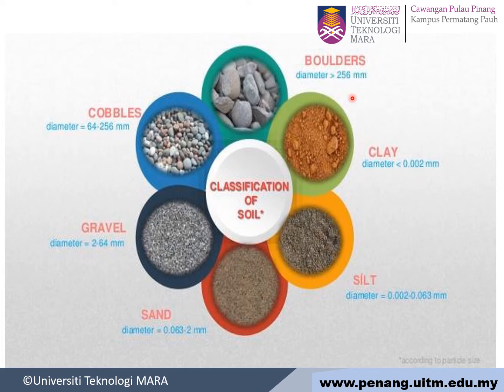This is an example of rock based on the particle size. For example, here boulders, the diameter is more than 256 mm. For sand, the diameter is about 0.063 to 2 mm. And for gravel, 2 to 64 mm. And you can refer to cobbles and also silt.